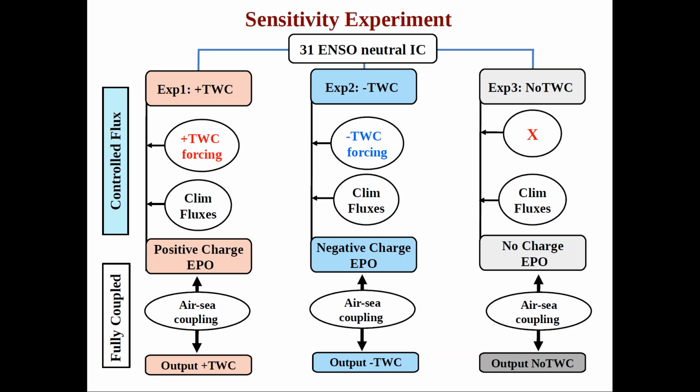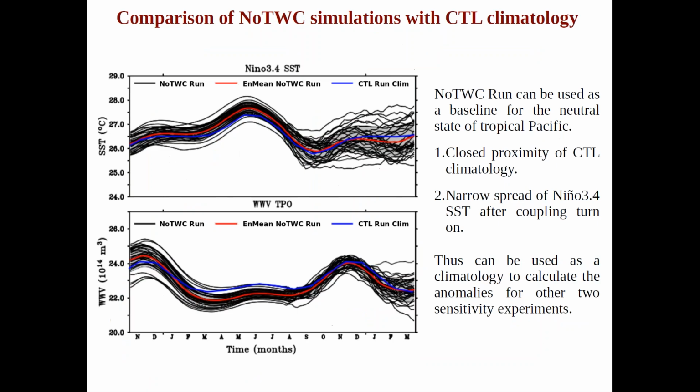And we did another experiment, which is the NoTWC run, where we only forced the model with climatological fluxes. So we expected this to give us a baseline neutral state for the equatorial Pacific without any other mechanism acting on it. This we will use for our analysis as a climatology, and we calculate all the anomalies based on this run.